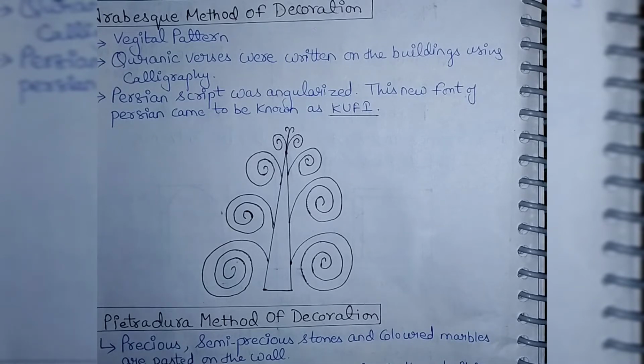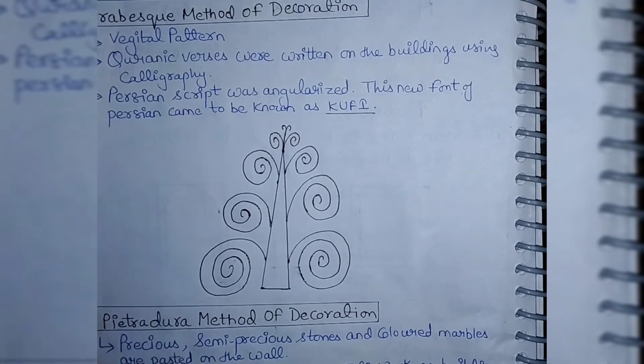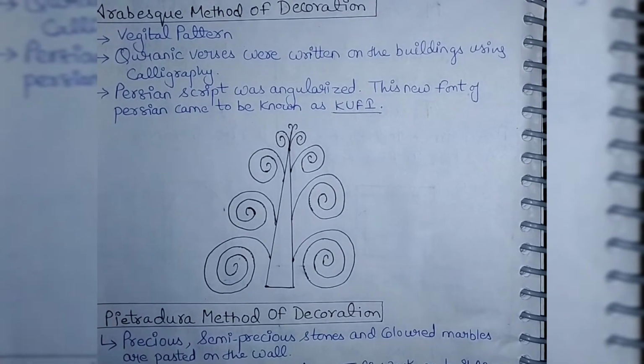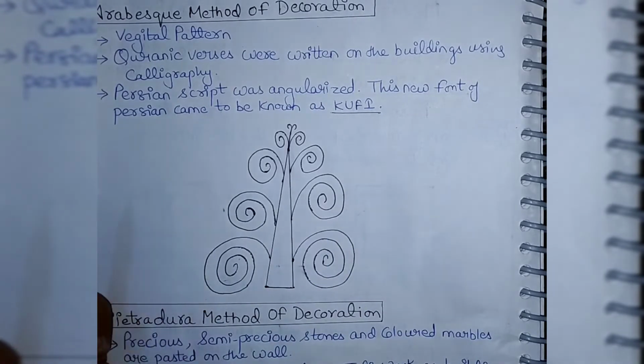Second point is that Quranic verses were written on the buildings using calligraphy. Calligraphy is the different styles of writing. So Quranic verses were written in different beautiful styles on the walls of the buildings. Next, Persian script was angularized, meaning an angular font was used for Persian writing, and this new font of Persian came to be known as Kufi.